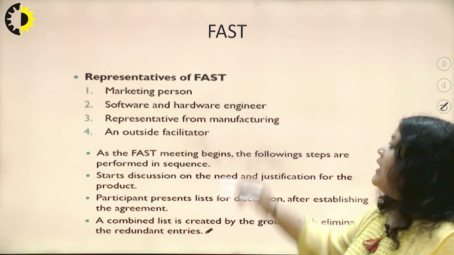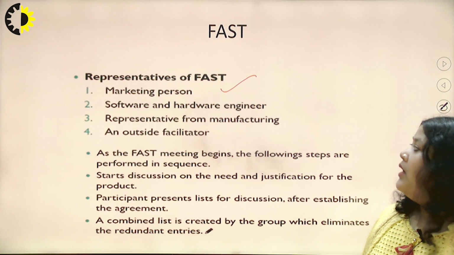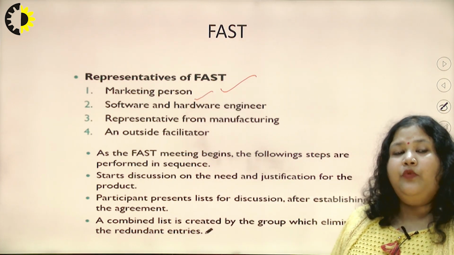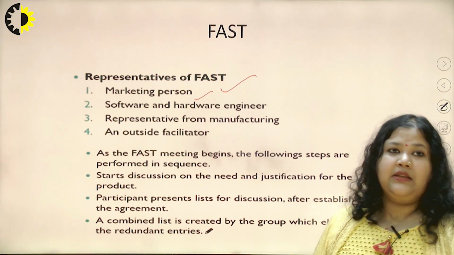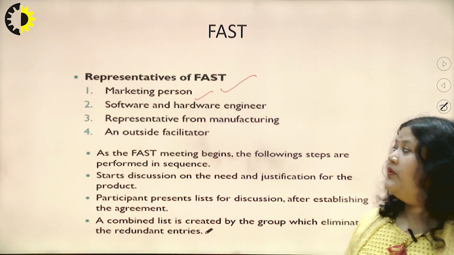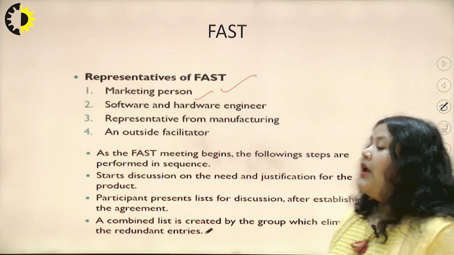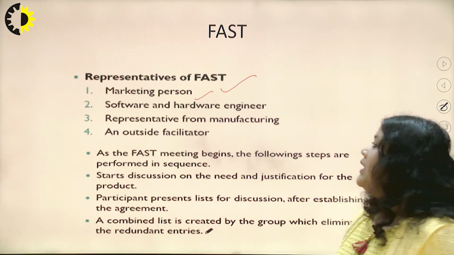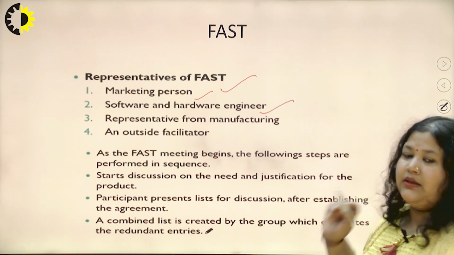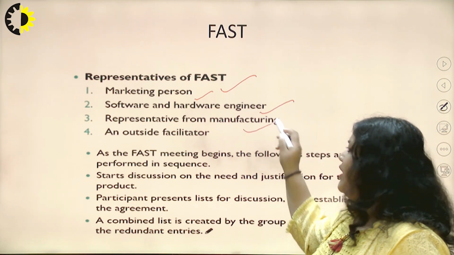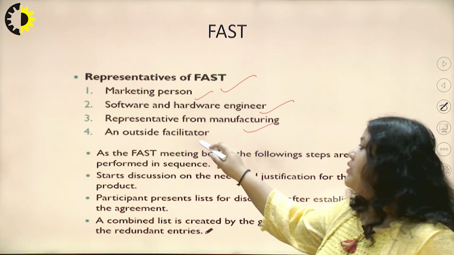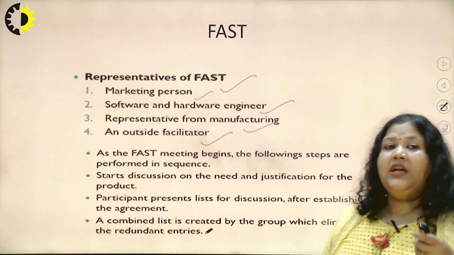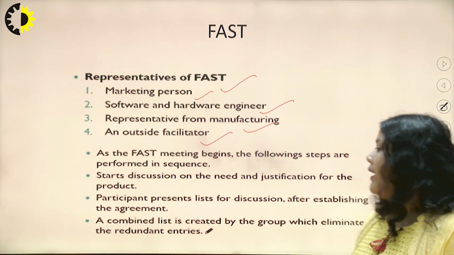Now the representatives of FAST. First representative is a marketing person, who represents the solution of that particular FAST technique, or the problem of that particular software. Second is software and hardware engineers. Third is a representative from manufacturing, and the fourth is outside facilitators. So these are the basic representatives used in the FAST technique.